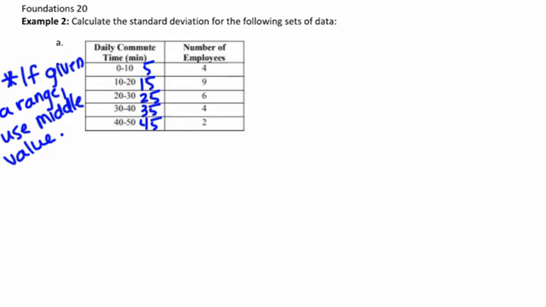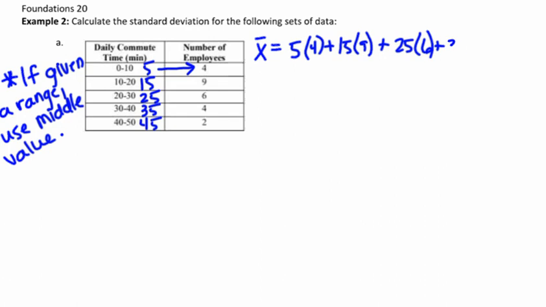Our first step is always to find our average. So normally we would add 5 plus 15 plus 25 plus 35 plus 45 and divide it by 5 terms. However, each time for the daily commute is happening a different amount of time. So for 5 minutes of my commute, 4 employees are taking that long. So I need to have 5 minutes times 4 employees, plus 15 minutes times 9 employees, plus 25 minutes for 6 employees, 35 minutes for 4 employees, and 45 minutes for 2 employees.